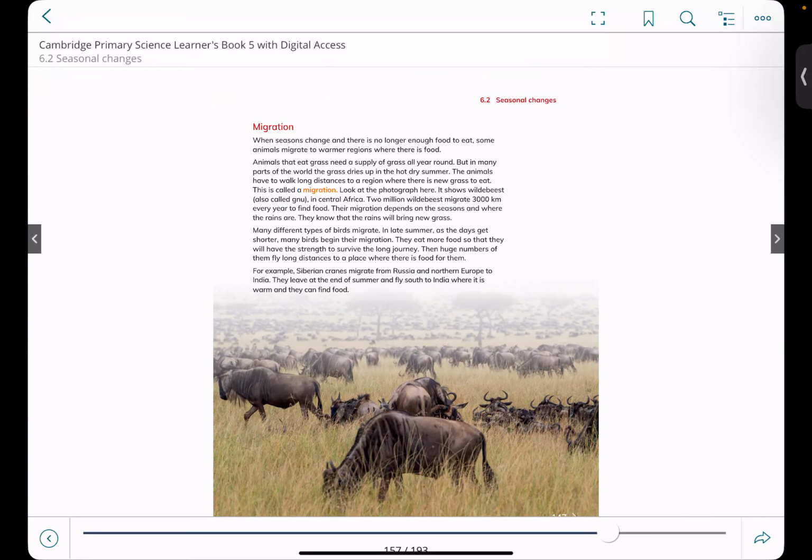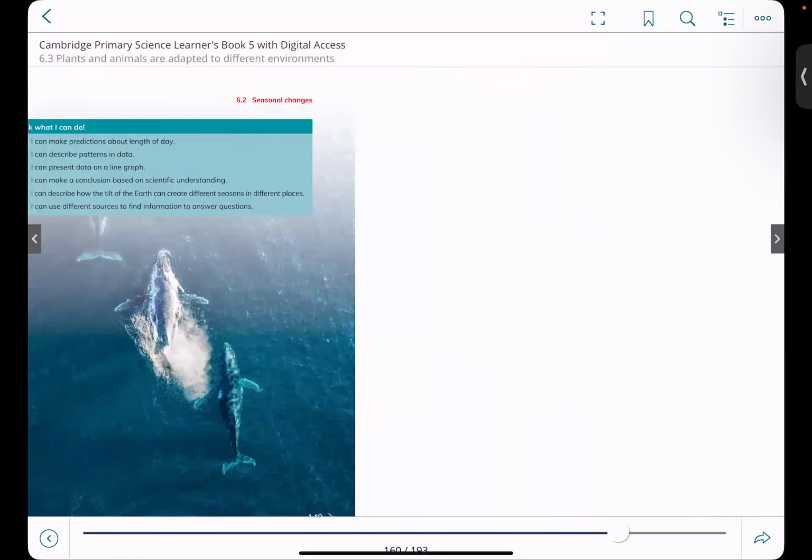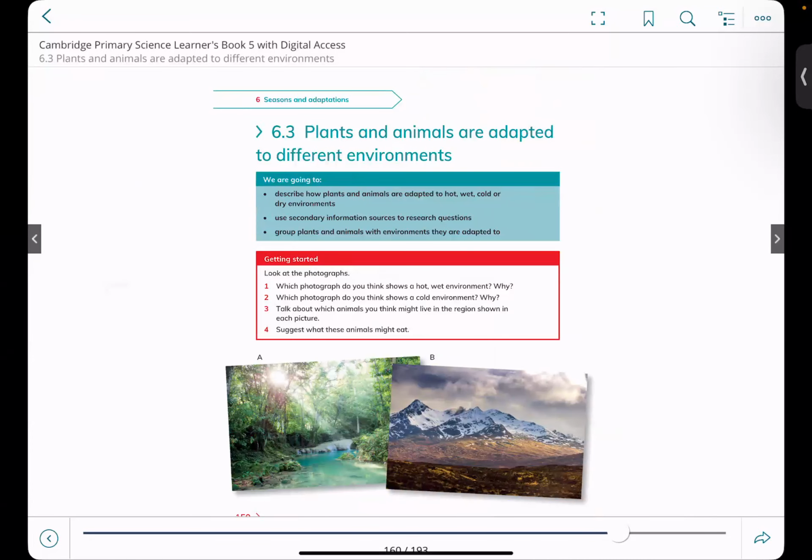I will always encourage you to have clarity in thought process, and I'm sure such explanation that I've given to you helps you. Now we are moving on to 6.3. 6.3 talks about plants and animals which are adapted to different environment.